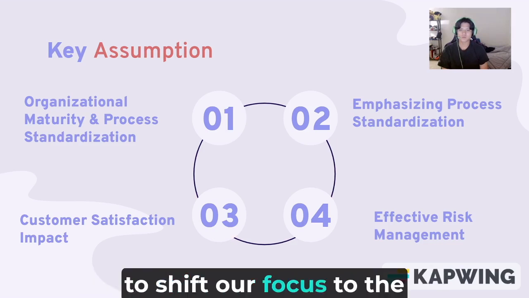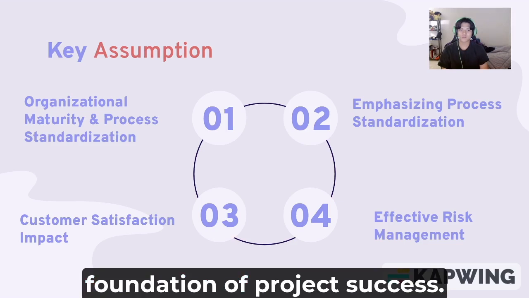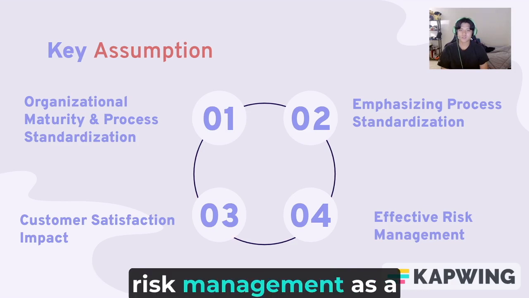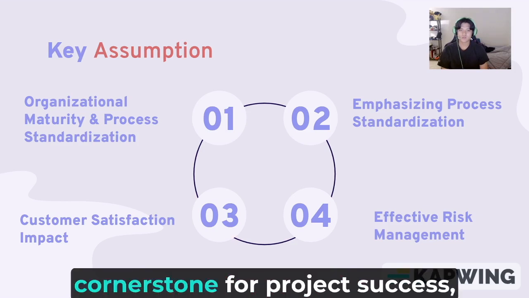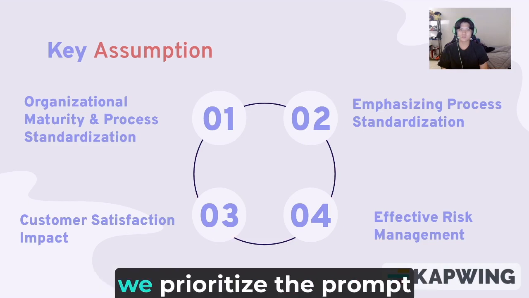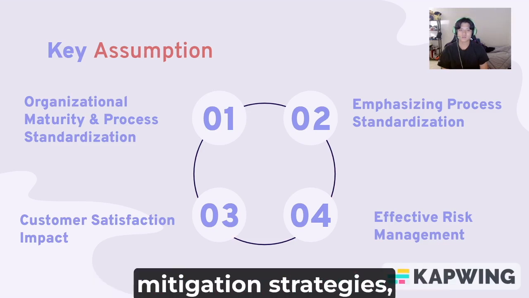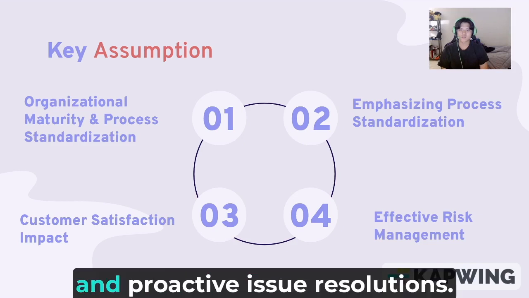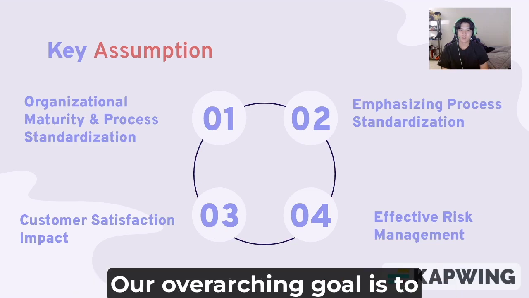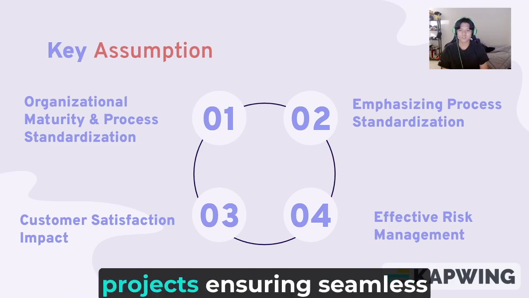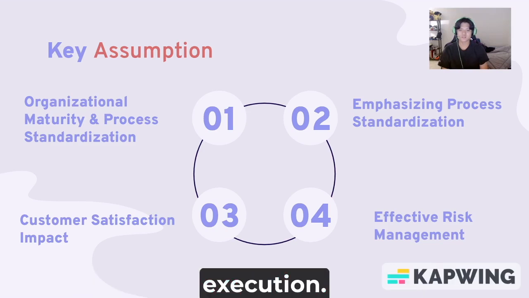I'm gonna shift our focus to the foundation of project success. Recognizing effective risk management as a cornerstone for project success, we prioritize the prompt identification of potential risk, the implementation of suitable mitigation strategies, and proactive issue resolutions. Our overarching goal is to minimize the impact of risk on projects, ensuring seamless execution.